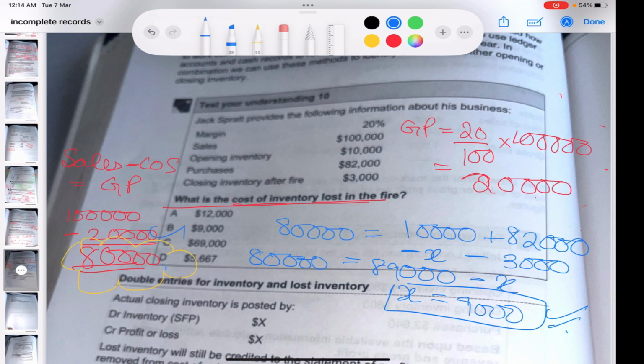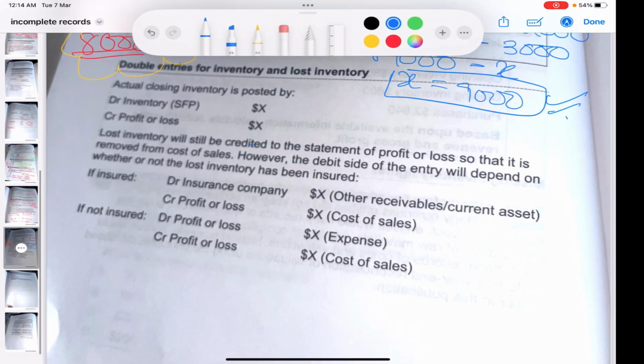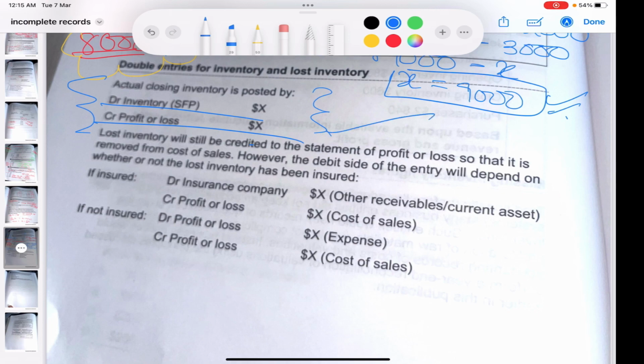I hope you got how I did that. Margin, sales. So I found out the GP. And from sales, if I remove the COS, I'll get GP. So using this, I'm finding the COS. And then I'm using the COS formula and taking X as the loss by fire. So that is it. So how do you post the closing inventory? Debit inventory, credit P&L, easy.